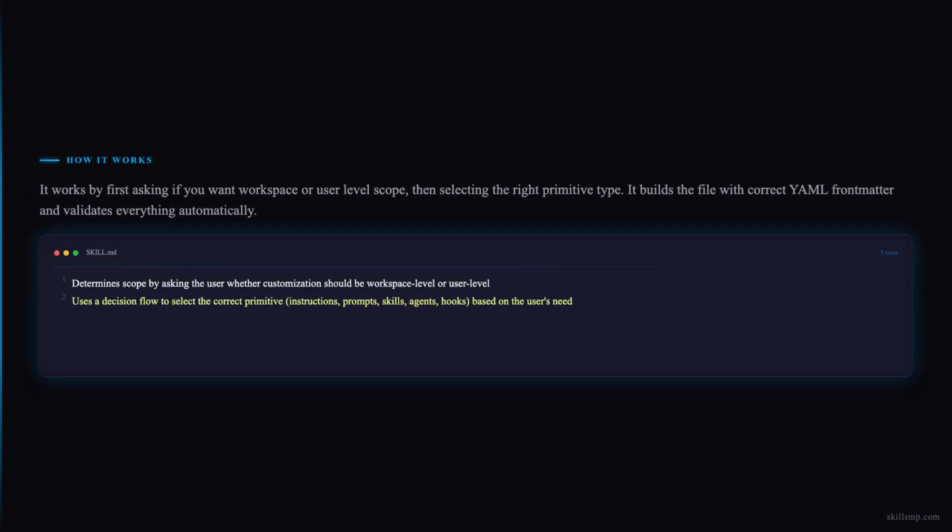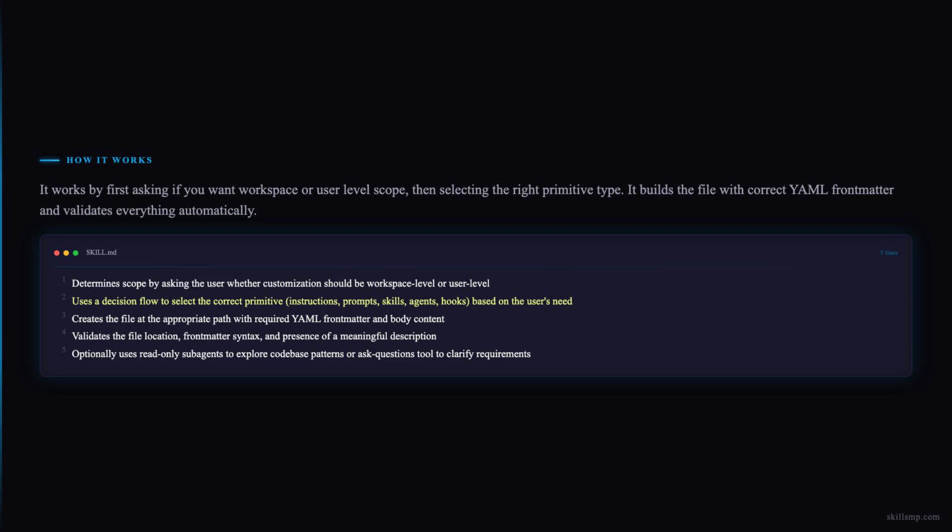It works by first asking if you want workspace or user-level scope, then selecting the right primitive type. It builds the file with correct YAML front matter and validates everything automatically.